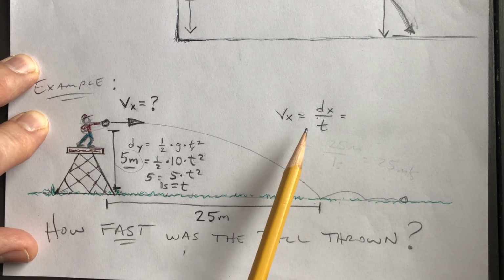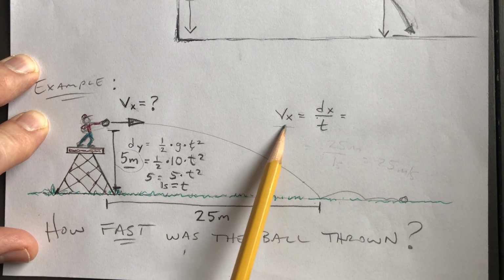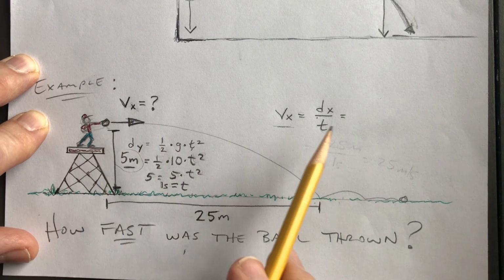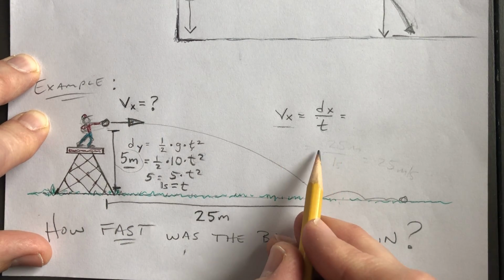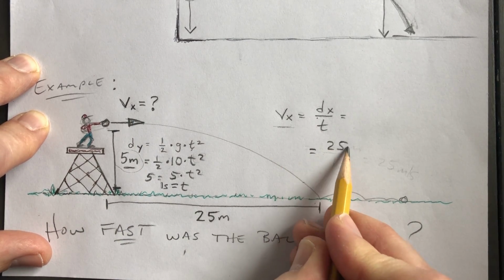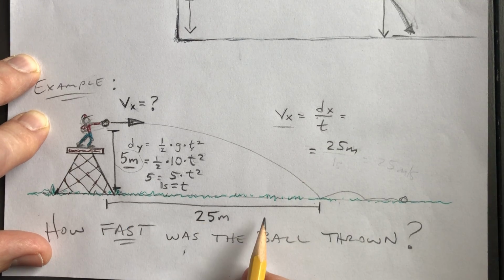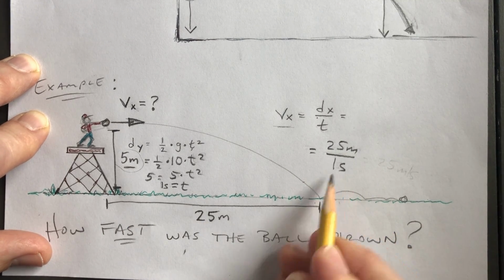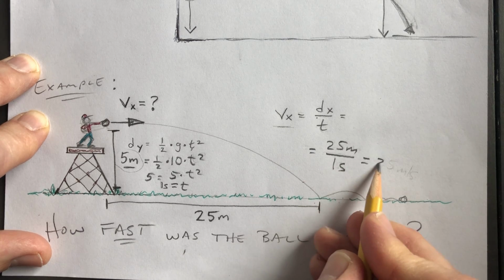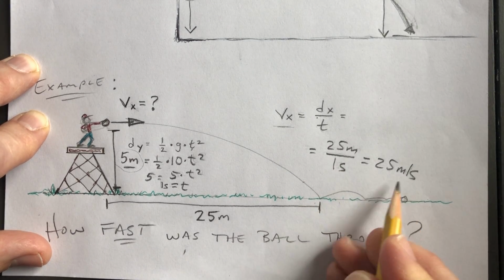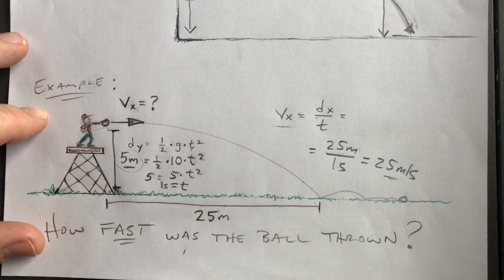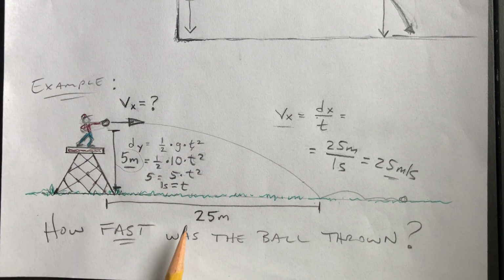Now you can put that back into this equation, because we're trying to figure out what is the initial velocity in the horizontal direction. Well, that would be the 25 meters of distance in the x direction divided by the 1 second it took to fall. So therefore, you'd have to throw this object at 25 meters per second horizontally for it to go 25 meters if you're on a 5 meter tall tower.